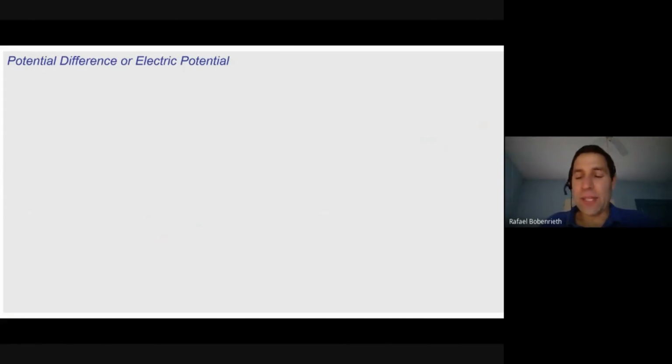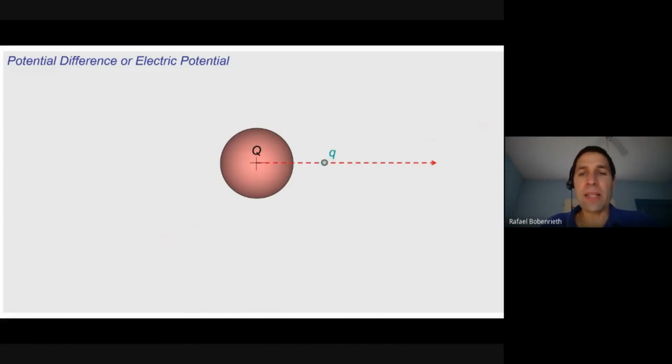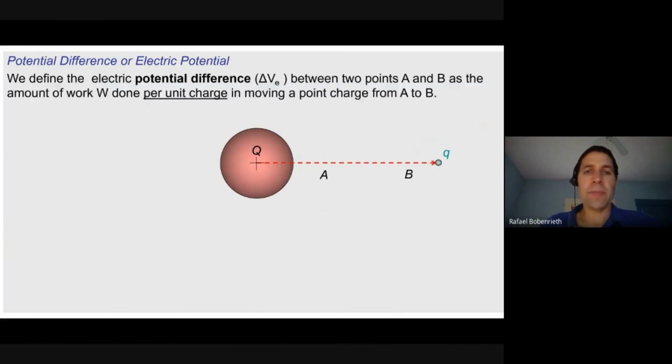Let's continue developing these concepts, and we're going to go a little further. We're going to talk about something called potential difference and electric potential. So here we go. Here's the setup. I have a positive source charge, capital Q there. I have a smaller test charge, lowercase q. And lowercase q is starting at some point A in that electric field, and it's being moved from A to B. Okay?